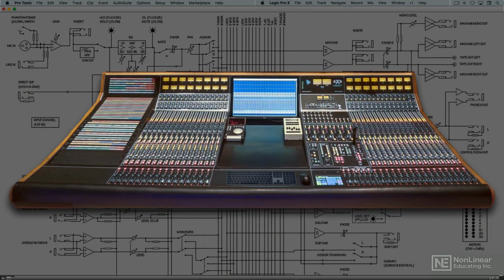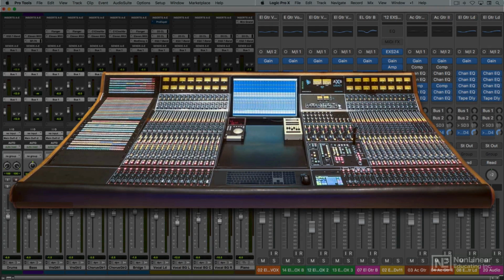Coming up next, we'll jump right into audio signal flow with a look at basic studio hookup.